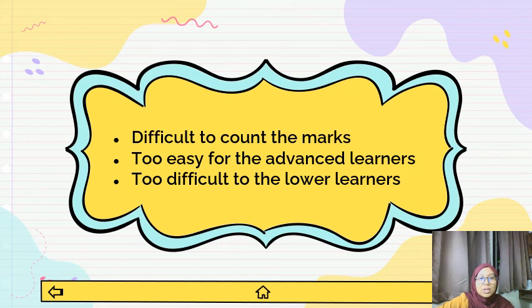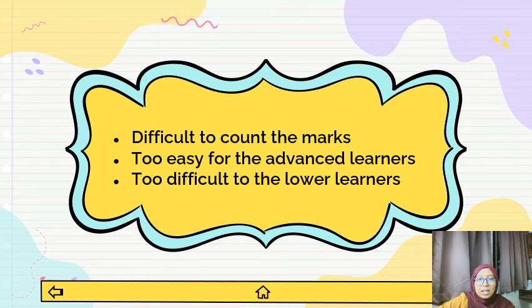And then it is too easy for the advanced learners. Yes, I can see that. For the advanced learner, this type of summative assessment is too easy because, like I said before, I didn't apply the creating part of Bloom's taxonomy. So there's no creating in the questions. The students don't need to write sentences. So the advanced learners can get high marks for this test.